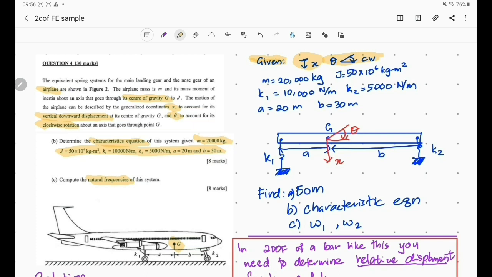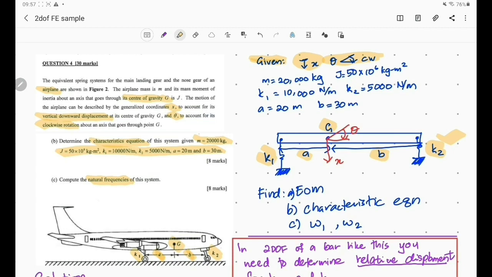You can see that there's a distance a and b, and I also draw it in a form that we can understand, so that we can easily draw the free body diagram as shown here. So you can see that you do have the k1 and the k2, and also you have a distance of a here and a distance of b, and you have the pivot point or the center of gravity G.